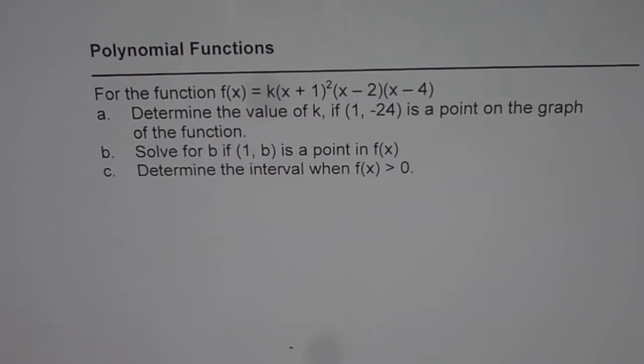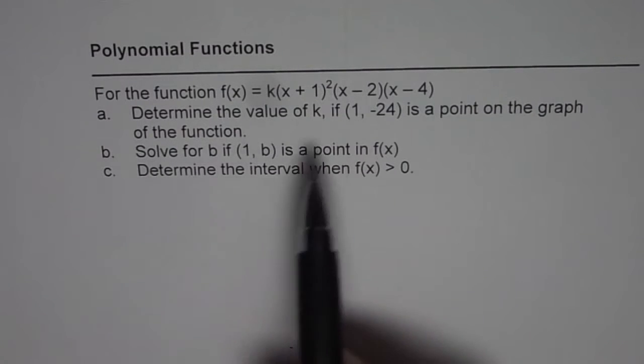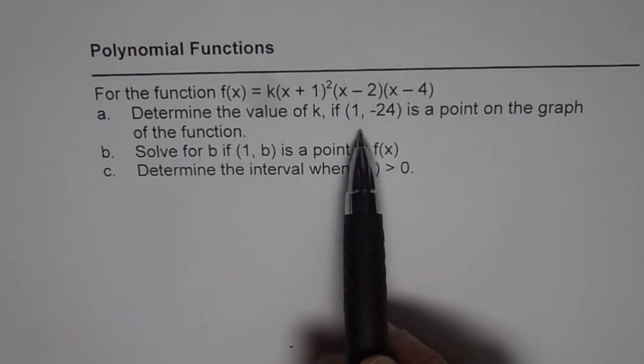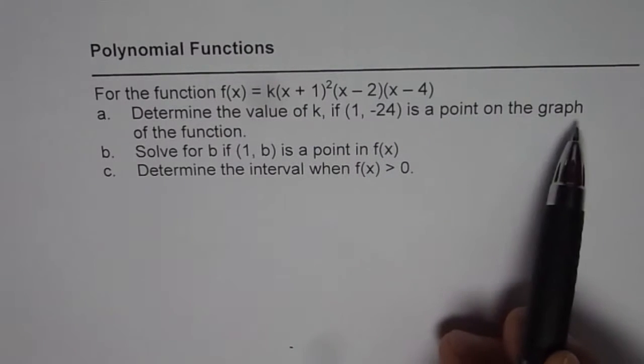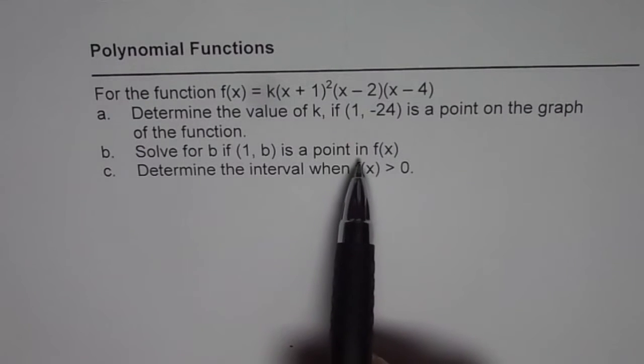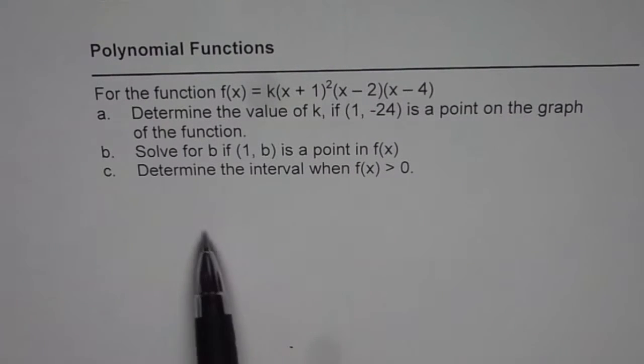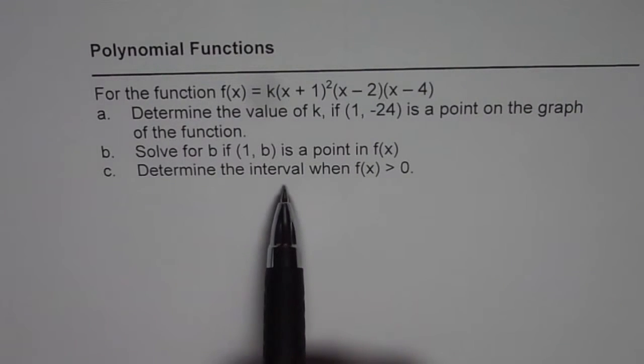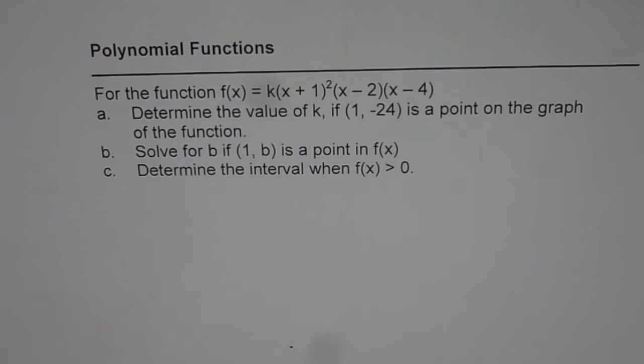Polynomial functions. I'm Anil Kumar, and here is a review on polynomial functions with the help of a very good example. For the function f of x equals k times (x plus 1) whole squared times (x minus 2) times (x minus 4), determine the value of k if (1, minus 24) is a point on the graph of the function. Solve for b if (1, b) is a point on f of x. Determine the interval when f of x is greater than 0.